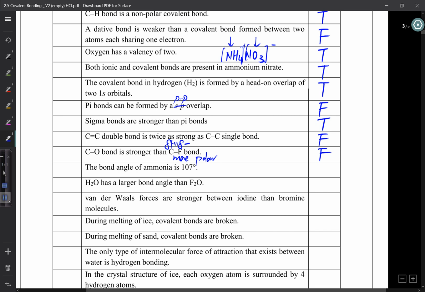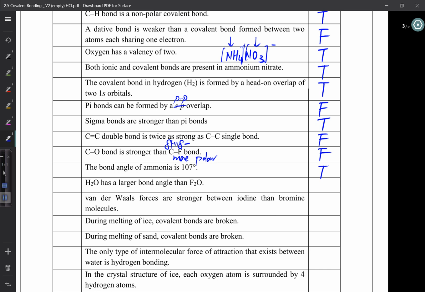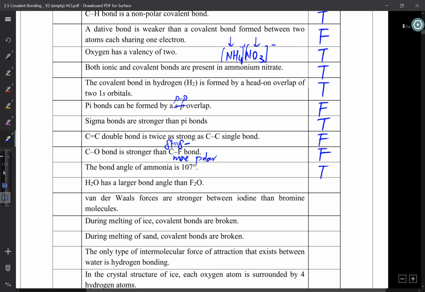The bond angle of ammonia is 107 degrees. True. Alright. There are only 4 that you have to know: CO2, methane, ammonia, water, as well as their bond angles. CO2 is 180, methane is 109.5, ammonia is 107, water is 105. H2O has a larger bond angle than F2O. True, right? We have seen this as well.